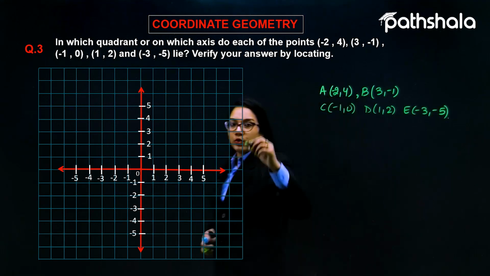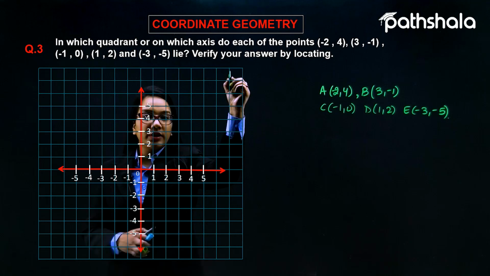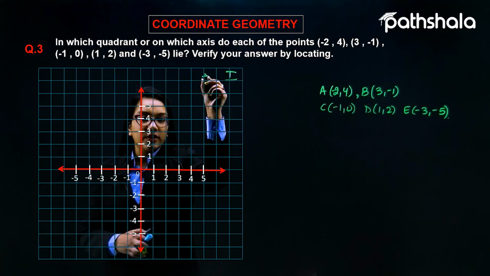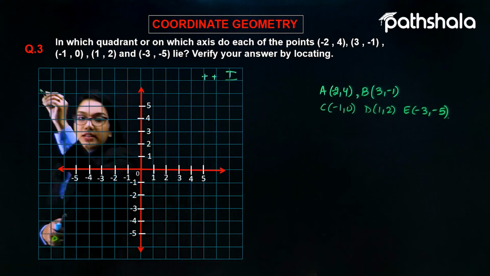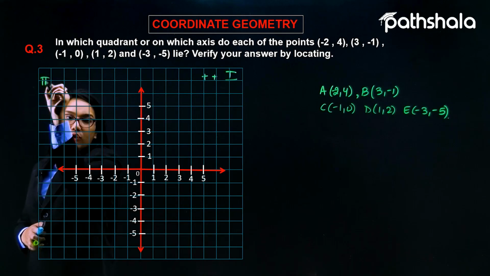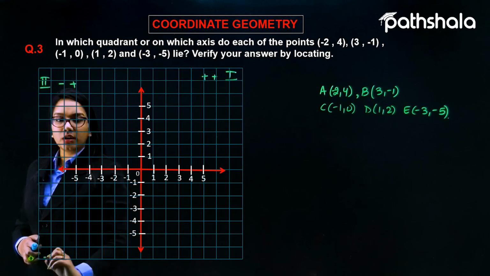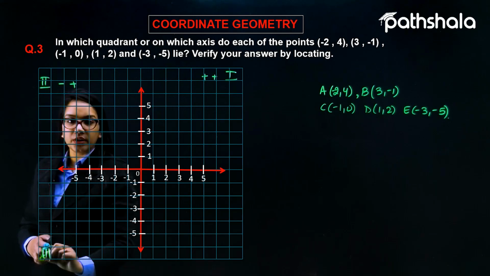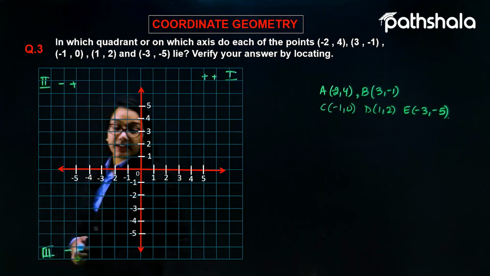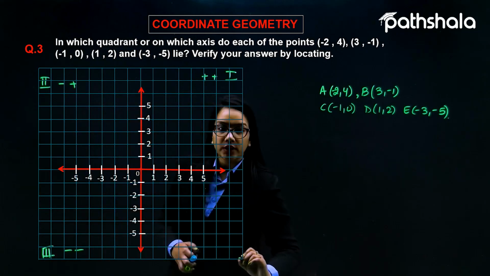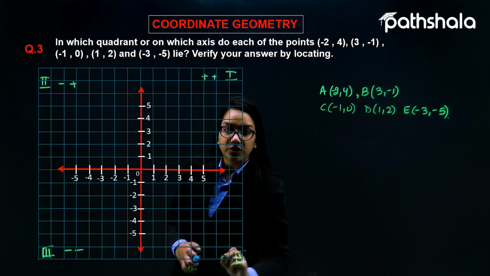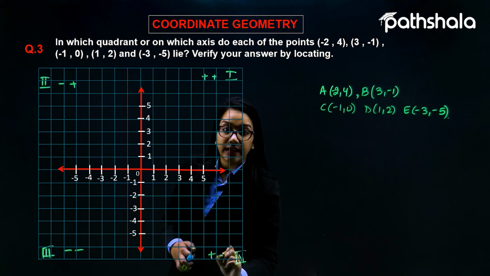So we do know that this is nothing but our first quadrant, and in the first quadrant both of the signs are always positive. In the second quadrant, X is negative, Y is positive. In the third quadrant, both of them are always negative. In the fourth quadrant, X is positive and Y is negative.